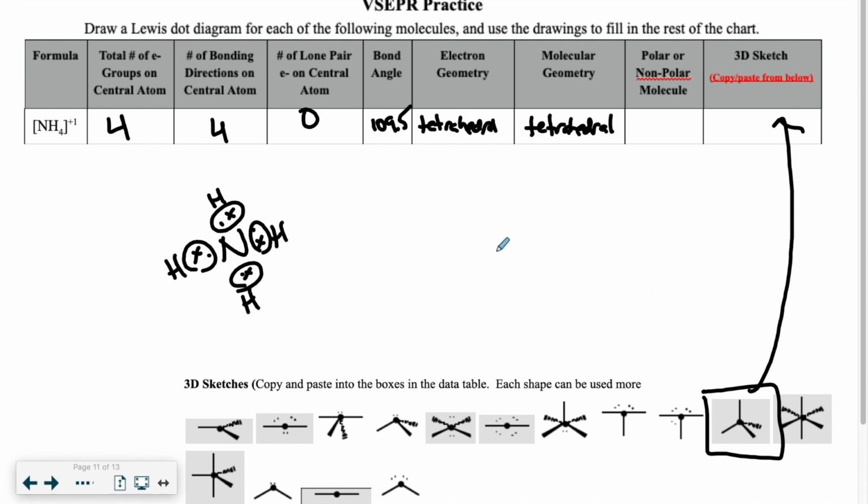And then for the polarity. Nitrogen to hydrogen is a polar bond, but all 4 of these are going to cancel out, as you can see from here as well. So this is going to be a non-polar molecule.